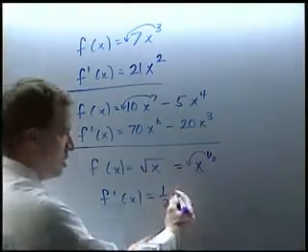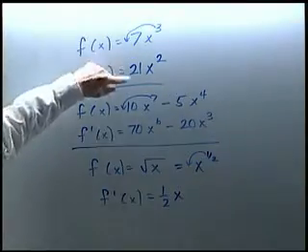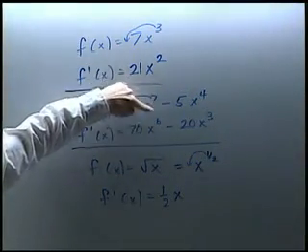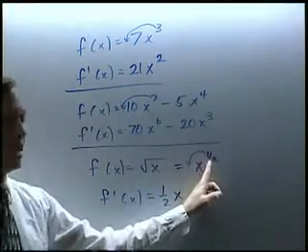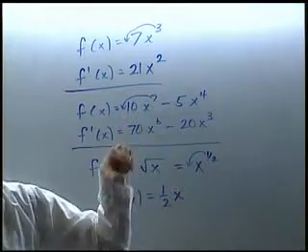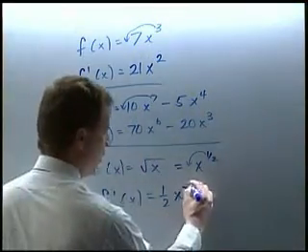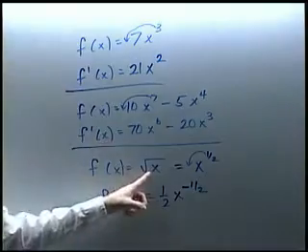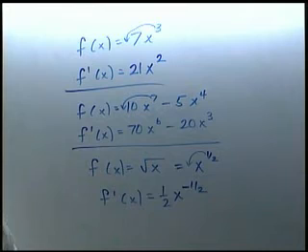And then what do I need to do with the power up here? What did we do with this 7? Well, we dropped it by 1 unit, didn't we? I need to do the same thing here. If I take 1/2 and I drop it by a full unit, where am I at? Negative 1/2. And so the derivative function for the square root of x is 1/2 times x to the negative 1/2. And that's our answer. Okay?